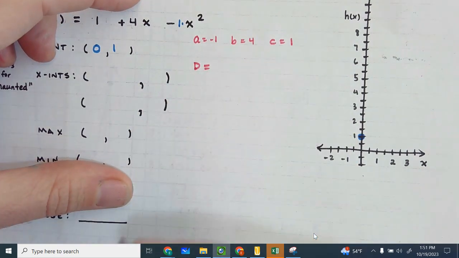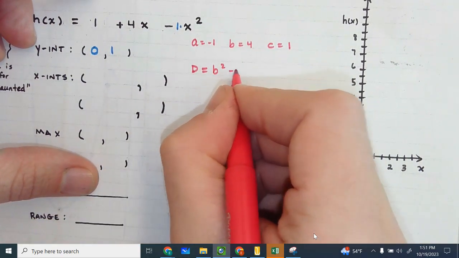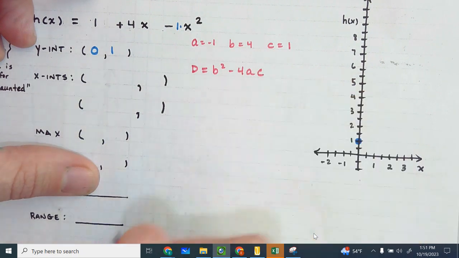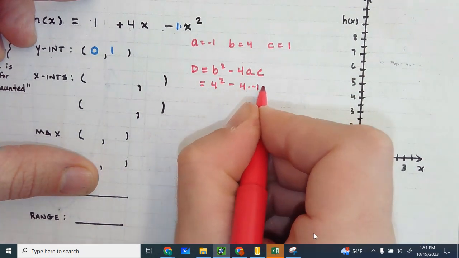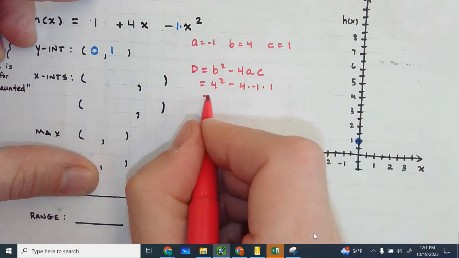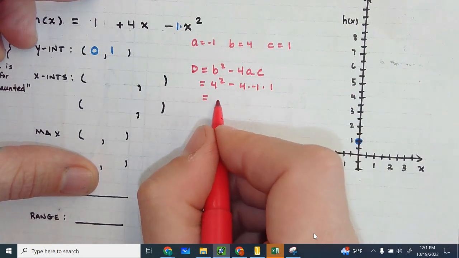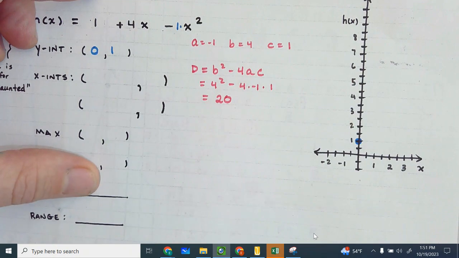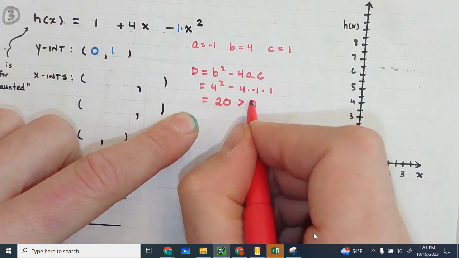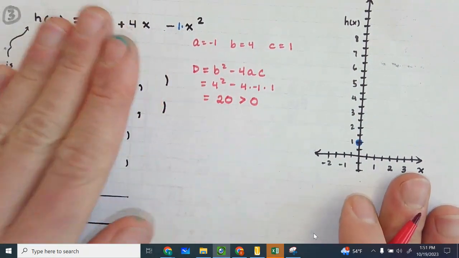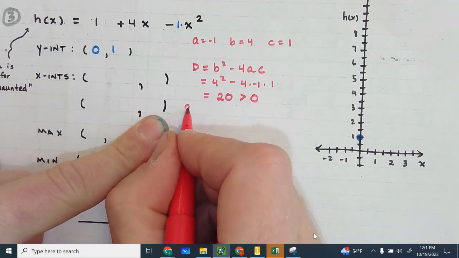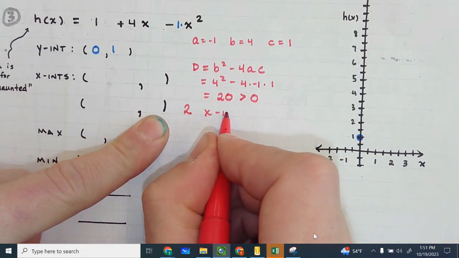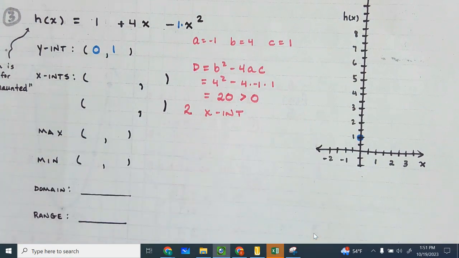Discriminant is equal to b squared minus 4ac, which would be 4 squared minus 4 times -1 times 1, which is going to give us 16 plus 4 is 20. That's a positive number. How many x-intercepts do we have? That's right. We have 2 x-intercepts. Let's go get them.